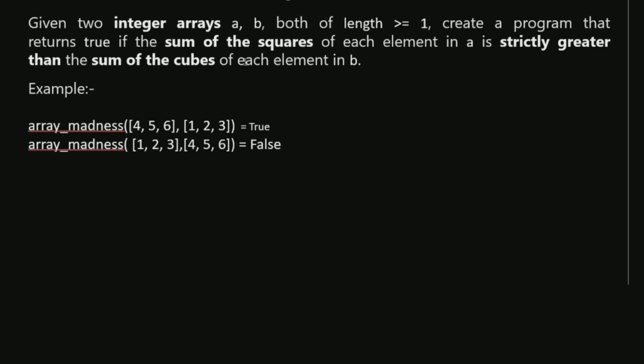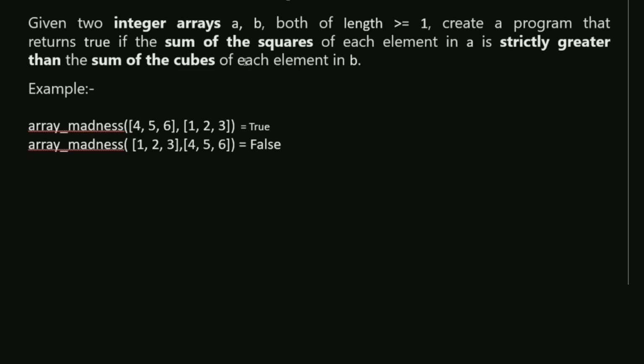A has integer elements which are more than or equal to 1, and B also has integer elements which are again more than or equal to 1. Now if we square each element of the array A and sum them up, it should be greater than the sum of cubes. If you cube each element in B and sum up again, if the sum of A is greater than the sum of B, then we should return true, else false. Okay, so there is an example.